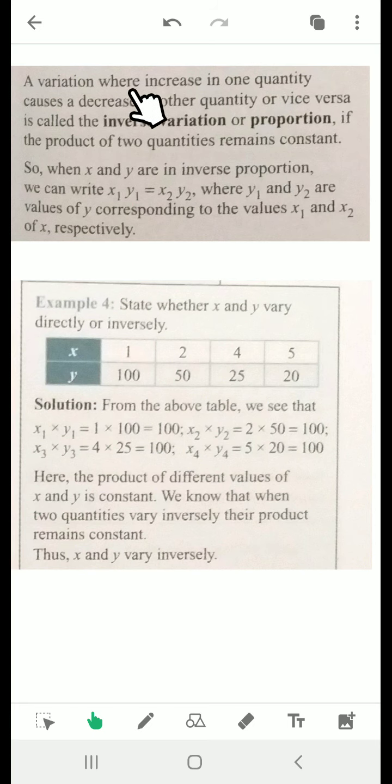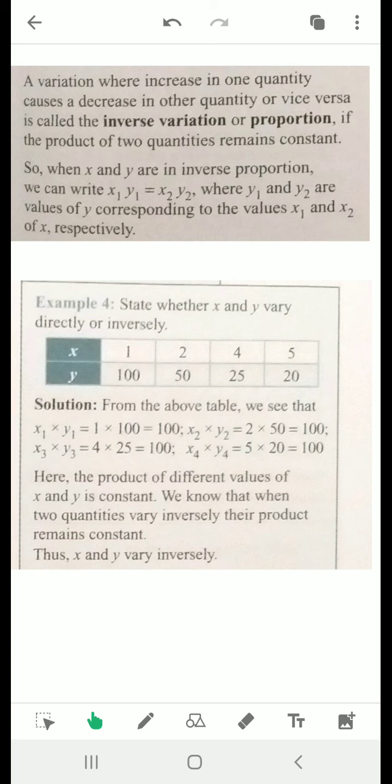Understood? So variation where an increase in one quantity causes a decrease in the other quantity: if one quantity is increasing, then the other quantity will decrease, or vice versa. Vice versa means if one quantity is decreasing, then the other quantity will increase. Then it is called inverse variation or inverse proportion. In this case the product of the two quantities remains constant. That is, x1 multiplied by y1 is equal to x2 multiplied by y2. Similarly, it will be equal to x3 multiplied by y3 also.